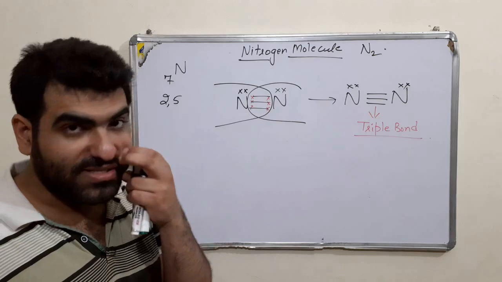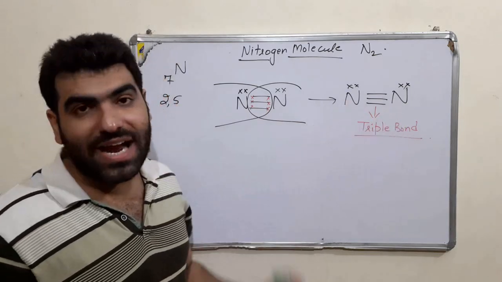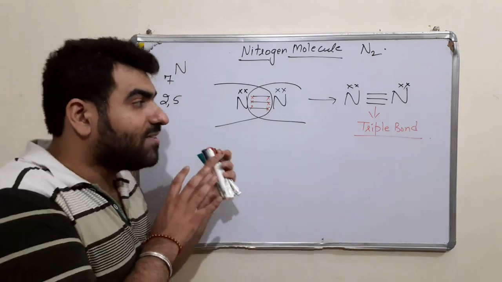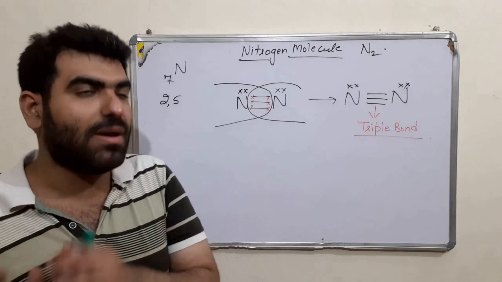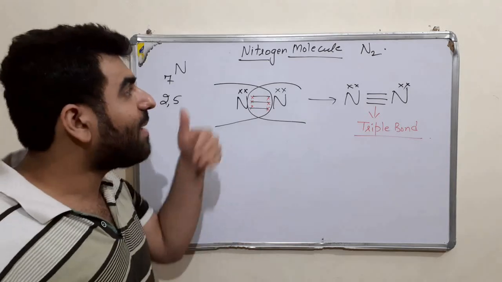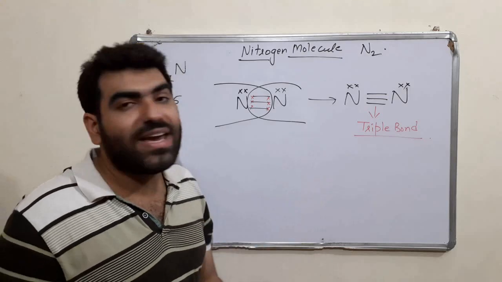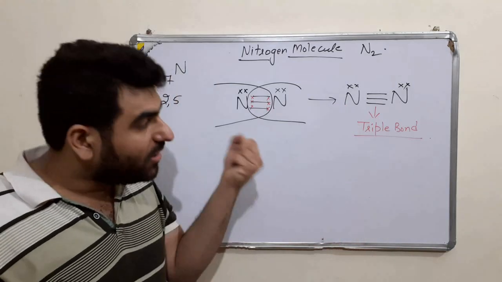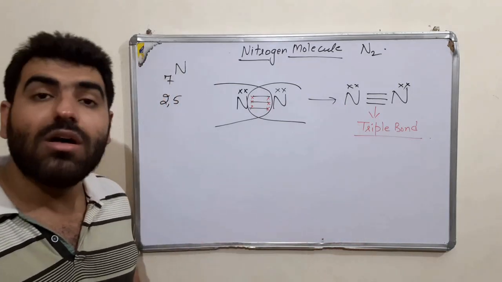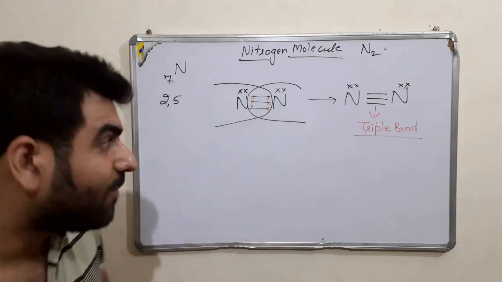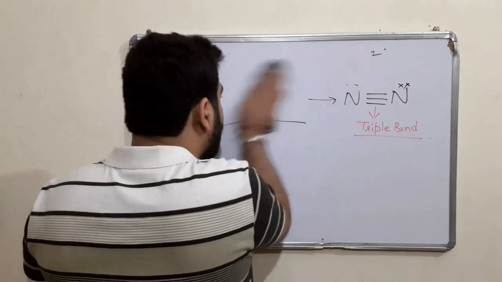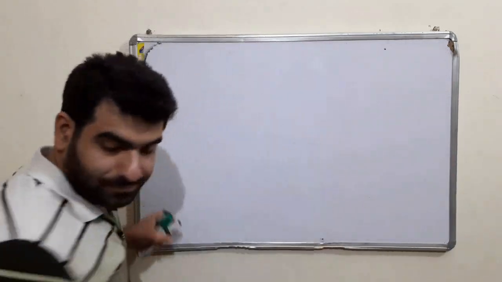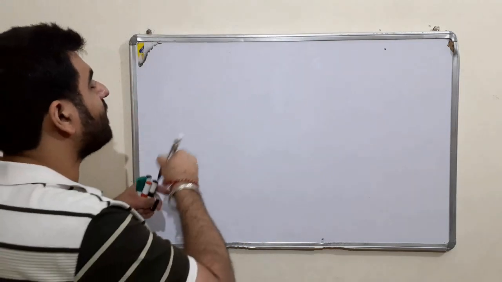So no more bonds are possible. The maximum bonds that can be formed is by sharing 3 pairs of electrons, the formation of a triple bond. So we have seen single bond, double bond, and triple bond. Now we'll see by various examples how we can tell whether only a single bond is possible, a double bond is possible, or a triple bond is also possible. That is basically part of organic chemistry, but it should be understood here. Let us start with that part.